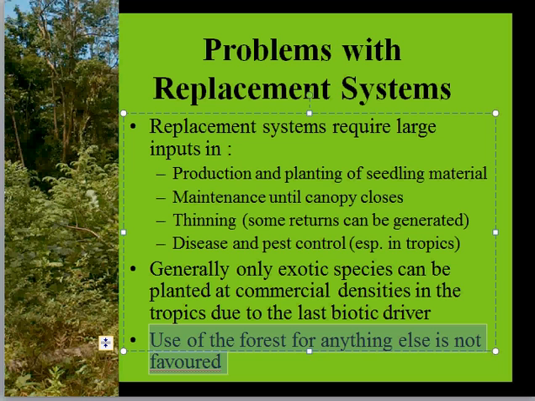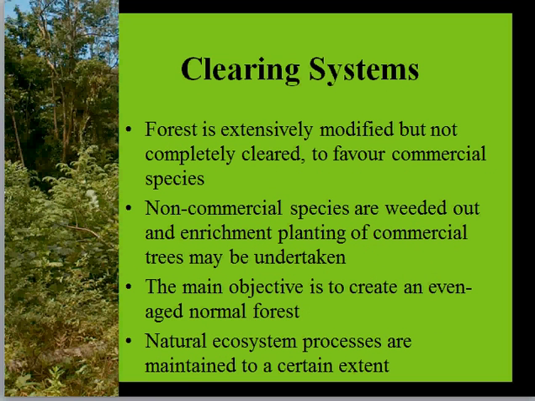Okay, I'm going to move on now to our next timber production system, which is known as clearing systems. Clearing systems is where the forest tends to be extensively modified, but not completely cleared or replaced. Instead, the forest is manipulated to favour commercial timber species.